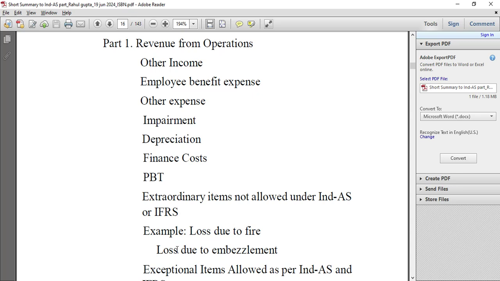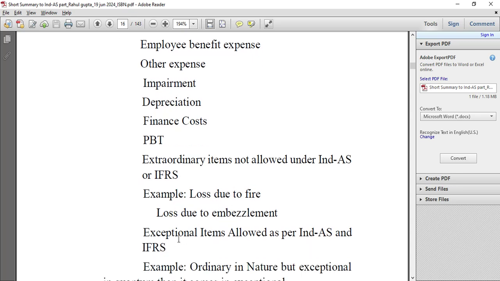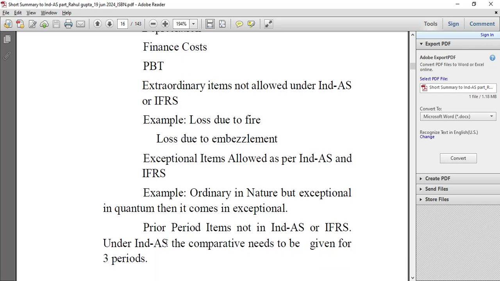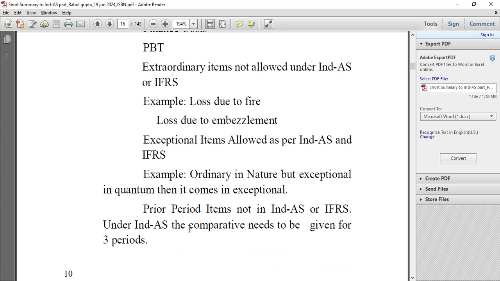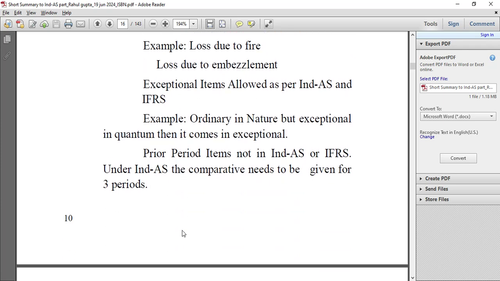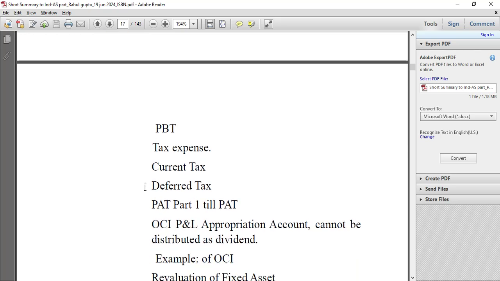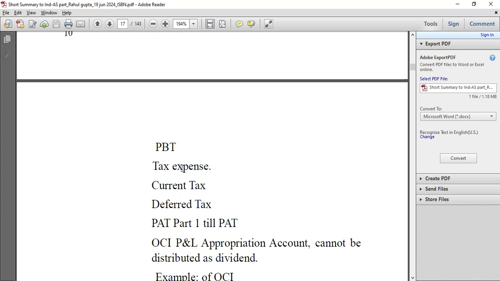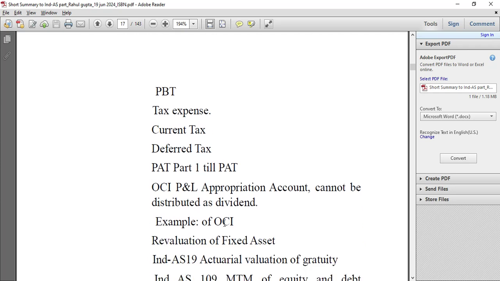Example: loss due to fire, loss due to embezzlement. Exceptional items are allowed as per Ind-AS and IFRS. Example: ordinary in nature but exceptional in quantum, then it becomes an exceptional item. Under Ind-AS, the comparative needs to be given for 3 periods: profit before tax, tax expense, current tax, deferred tax, profit after tax. That is part 1 till PAT.